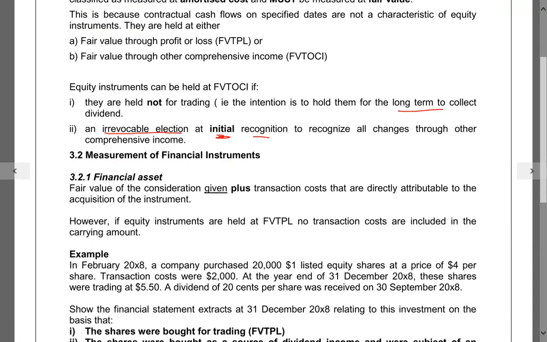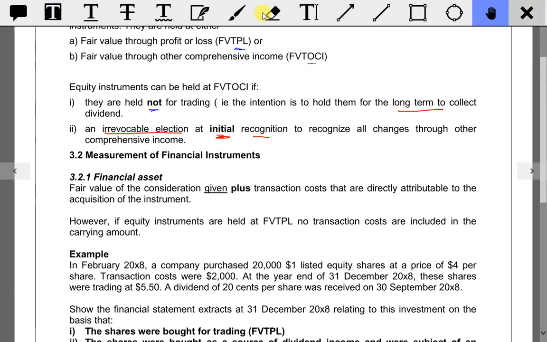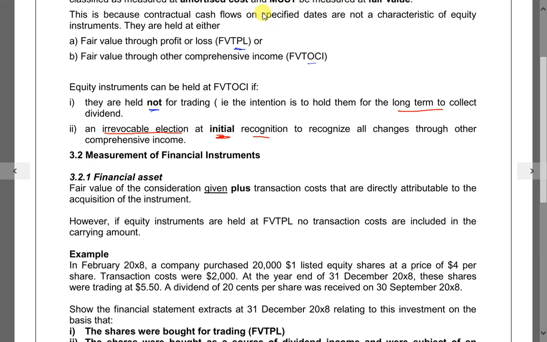So by default, it's always your profit and loss. But if you want to measure them at OCI, if they are not held for trading, meaning not for buy and sale, meaning it's for long term, and the company, when they buy the share, they make an irrevocable election at initial recognition, meaning at the beginning when they recognize, they make an election to recognize any movement in the share price through OCI.